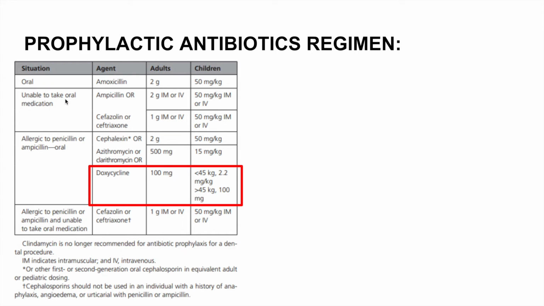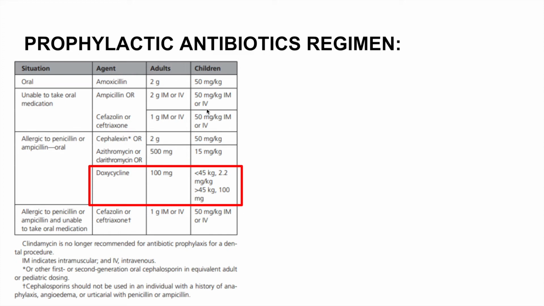Say you're unable to take oral medication and you have to take intramuscular or intravenous, then we move on to ampicillin. Now remember, these first line drugs are from penicillin groups. Our previous videos are on there, the links are above. And they're also 2 grams intramuscular or intravenous. In children, it's 50 milligrams per kilogram, IM or IV.